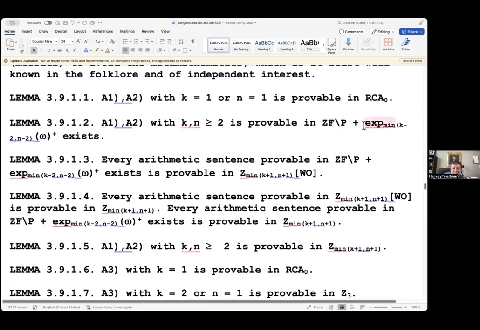But that just tells me what cardinal I need over ZF minus power set. That's not quite what we want as a proof theorist. We'd rather have this, right? So this is what you get by some conservative extension, some trickery. You get this, that you actually it's min K plus 1, N plus 1 order arithmetic. That's what you need when K and N are fixed. It's that level of order of arithmetic.